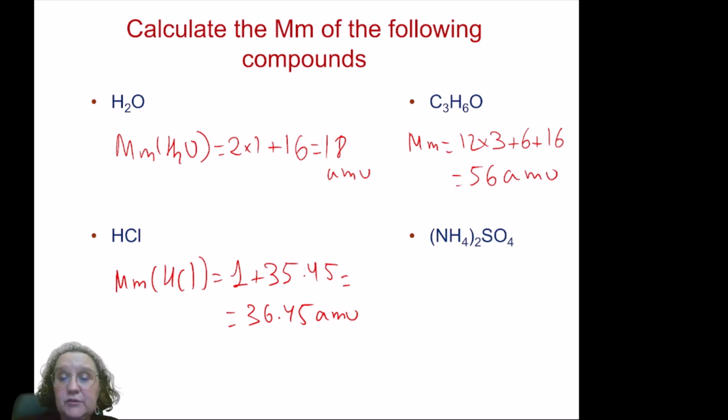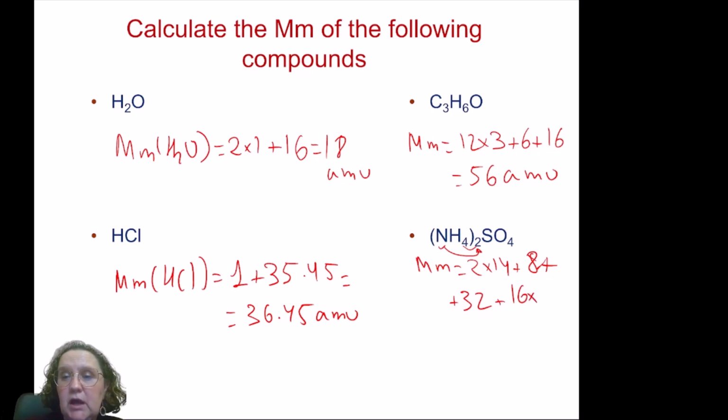And finally, the last compound is called ammonium sulfate. Now I have a few more atoms, and in slightly larger quantities. So I've got two atoms of nitrogen, because that 2, in a parenthesis, affects everything that is inside the parenthesis, in this case the NH4. So I've got two atoms of nitrogen, and the atomic mass of nitrogen is 14. I've got eight atoms of hydrogen. I've got one atom of sulfur, and the atomic mass of sulfur is give or take 32. And finally, I've got four oxygens, each of them 16. And that gives me a total of 132, give or take, atomic mass units.